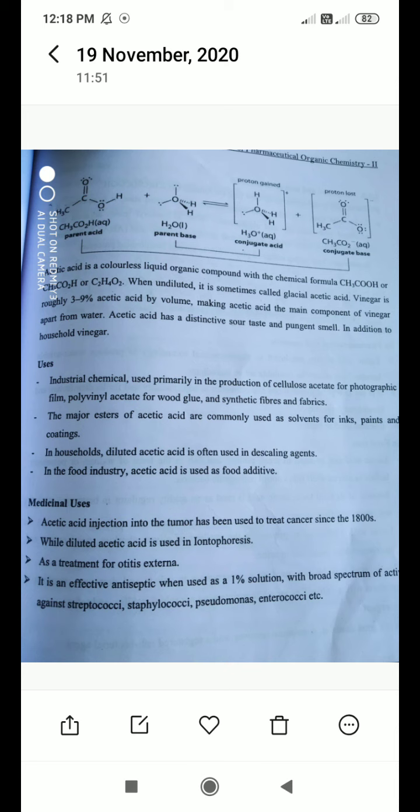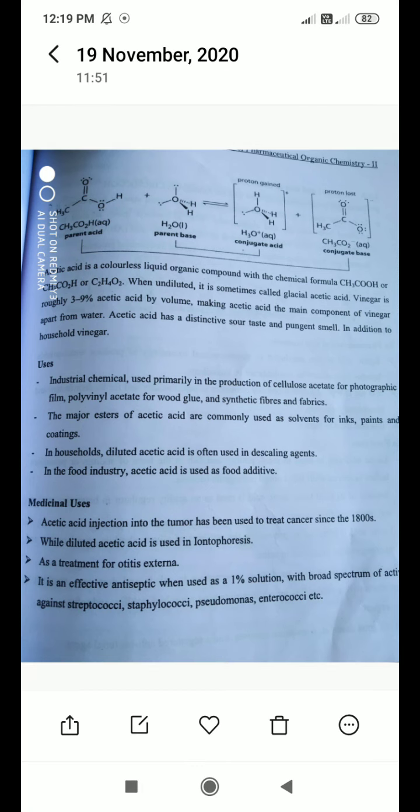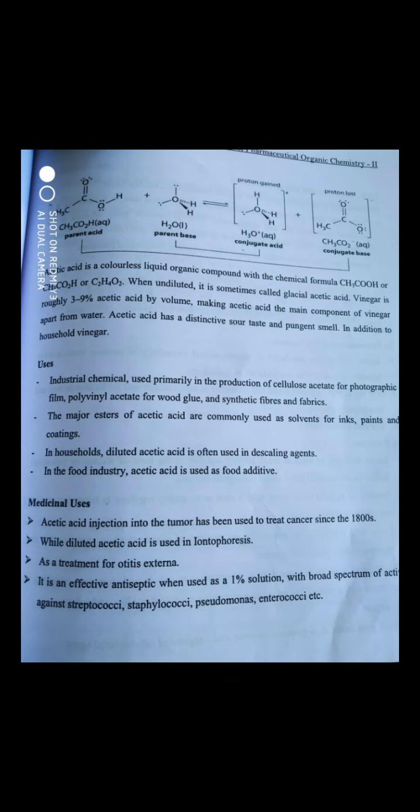So whenever glacial acetic acid is mentioned, you should use only glacial acetic acid, because in glacial acetic acid the water amount is negligible or nothing. Now vinegar is roughly 3 to 9% acetic acid by volume, making acetic acid the main component of vinegar apart from water. Vinegar, you must have heard about it, you must have used it. Vinegar is a 3 to 9% dilution of acetic acid.